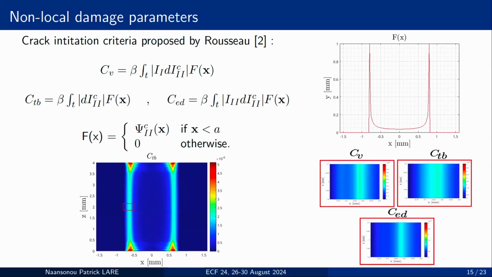And when we plot the tribological criteria, we obtain this, and this shows the damage of the contact surface. When we zoom in on this zone, in this red box, we can see that the three criteria are not the same, in the sense that they do not distribute the damage in the same way.